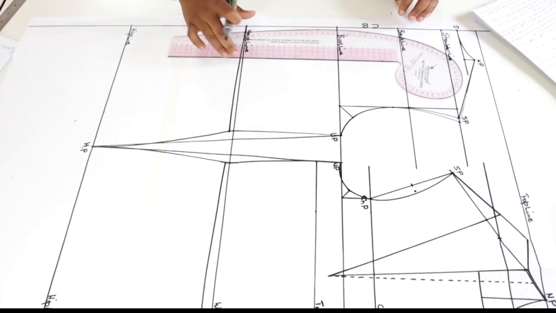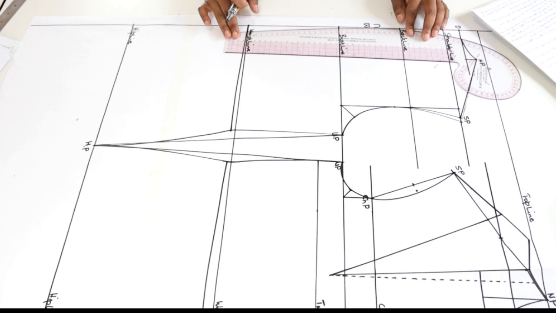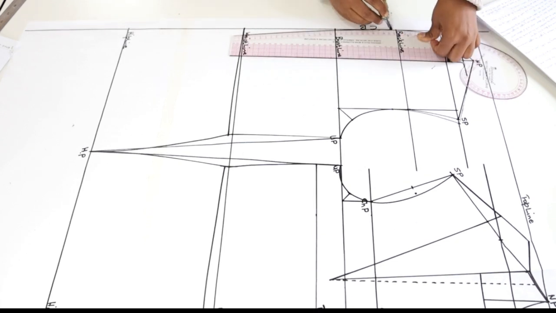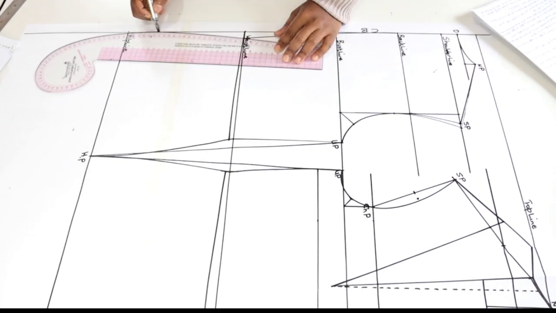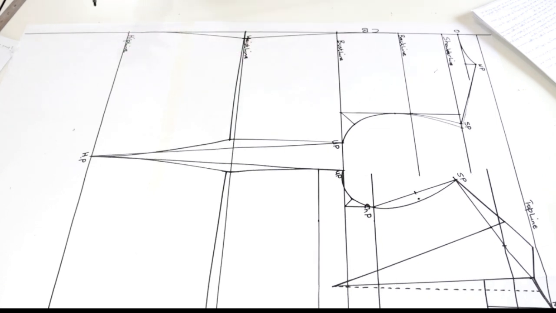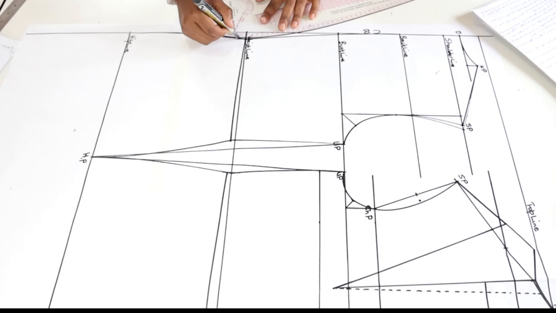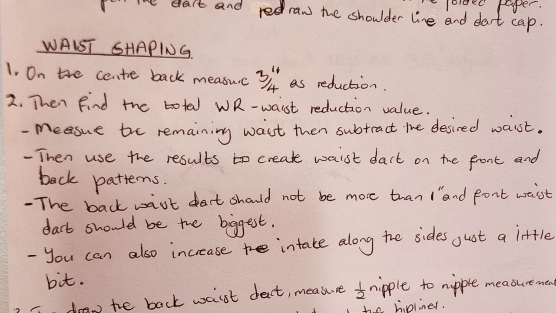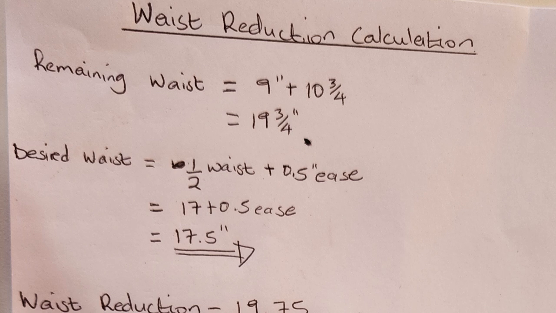So we are going to make use of our curved ruler. So that's how it is. This is our center back. Make a slight curve. Next, it says find the total of the waist reduction. I calculated the waist reduction on another piece of paper. We are going to try and find out how much we have to take away from the waist so that we can remain with our true waist, or rather the waist that we want.